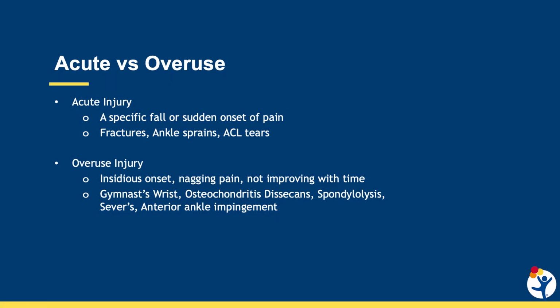I'm also a former gymnast, coach, and judge, so I'm excited to talk about some common injuries we see in gymnastics athletes. Injuries in gymnastics include common acute problems like fractures, ankle sprains, and ACL tears. However, this presentation is going to focus on the more unique overuse injuries that gymnasts sustain, like gymnast wrists, elbow OCDs, spondylolysis, Sever's, and anterior ankle impingement.